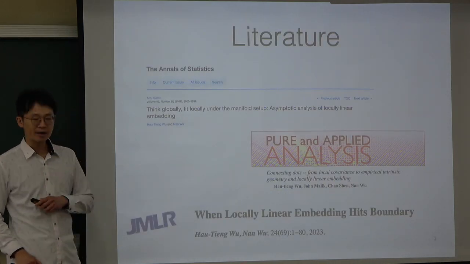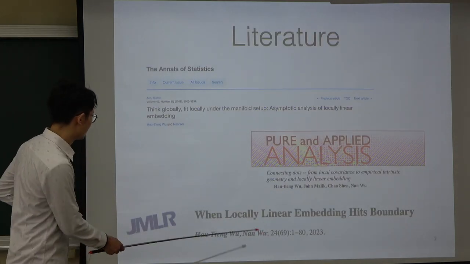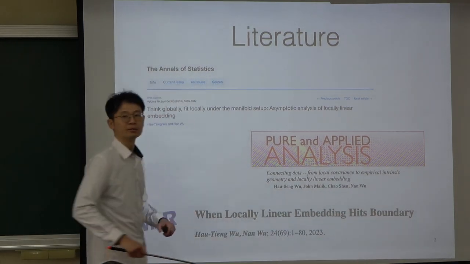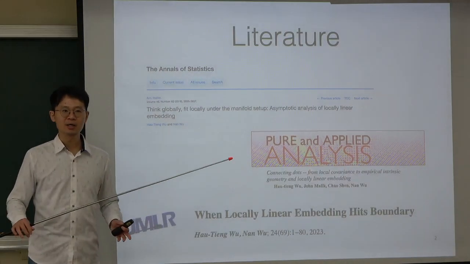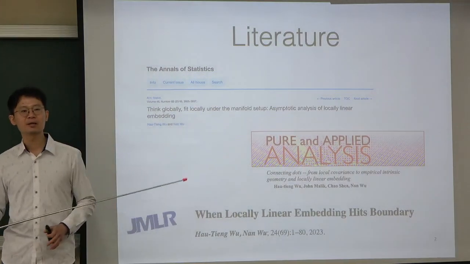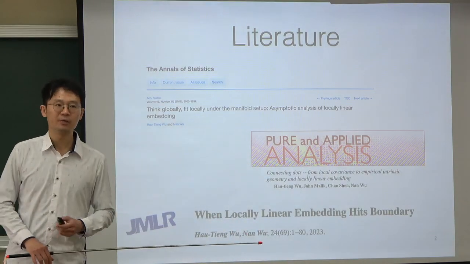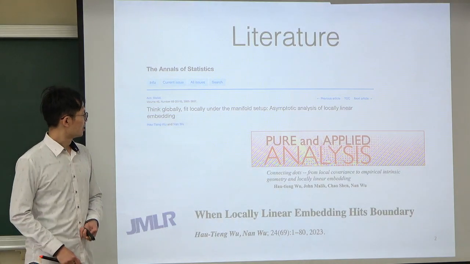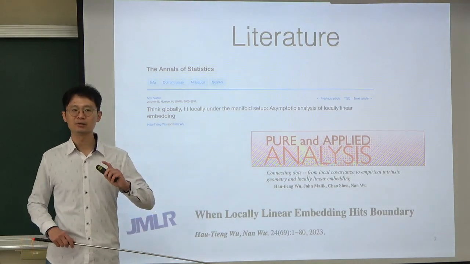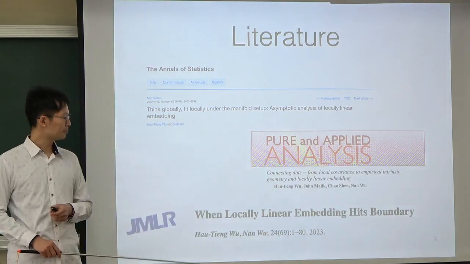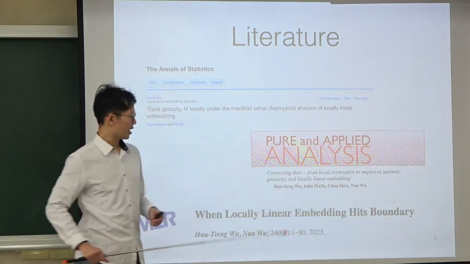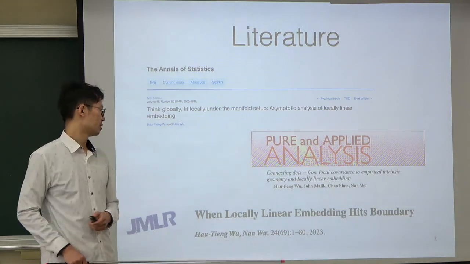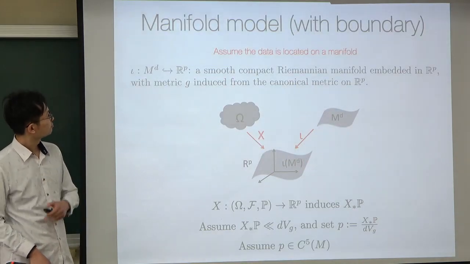This time we will discuss more about this paper, Local Linear Embedding Hits Boundary. That is, when a manifold has boundary, how does local linear embedding behave? And how much do we know about it? Spoiler alert, we know very little. There are many open problems when a manifold has boundary, and we still have a lot to do.